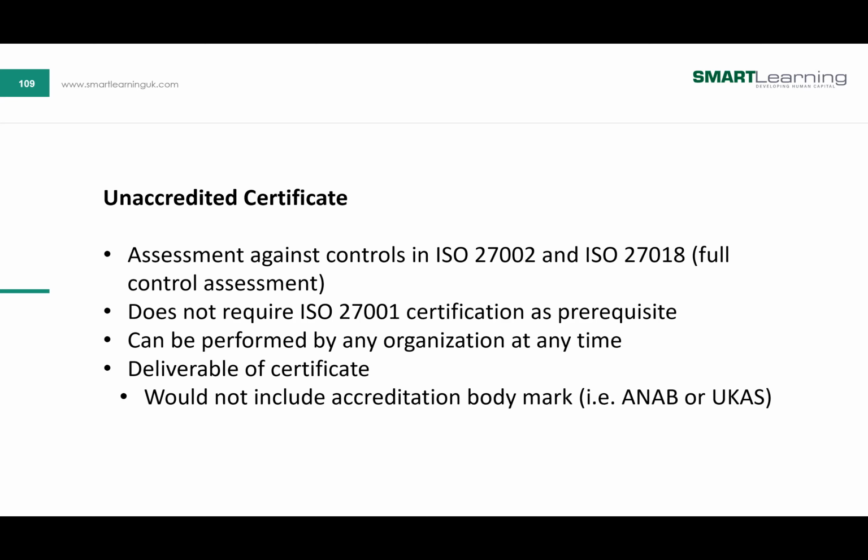As you see, when you want to get certified, you do not require an initial 27001 certification. It can all be done at once. And if you are doing a certificate that is not accredited, say, we are just doing it for the sake of it, it can be performed by any organization at any time, okay? But if you want recognition, if you want it accredited, then of course, it cannot be done by just anyone. And then the delivery of the certificate will not include any mark. You will not see ANAB, you will not see UKAS, you will not see any of those regional accreditation bodies. ANAB, UKAS, and then in the US they have the IAS, International Accreditation Service, and so on. So different regions have their own accreditation service. If you're doing an unaccredited certification, you will not see any of that.